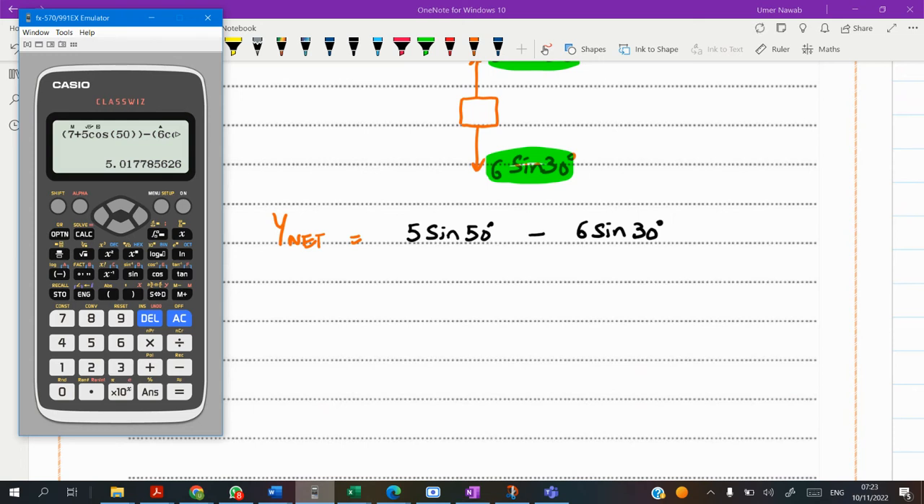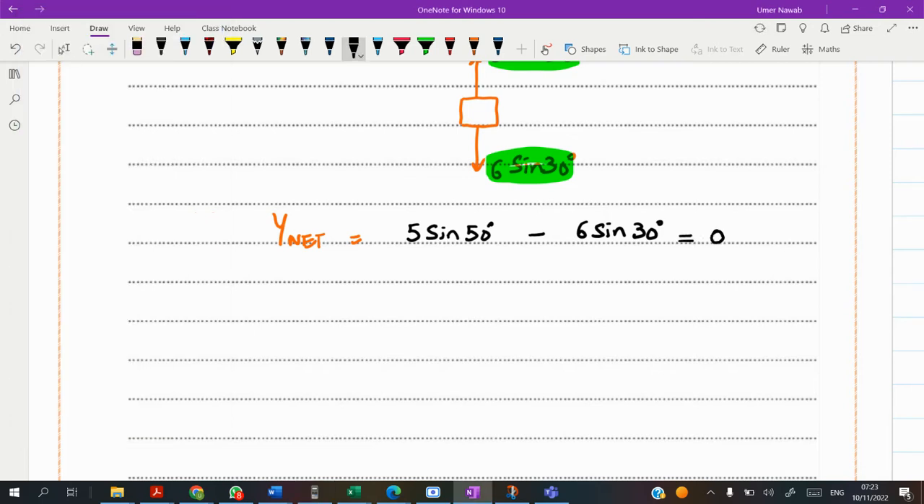Now let's use the calculator. 5 sine 50, close the bracket, minus 6 sine 30, close the bracket, and get your answer: 0.8302, to 4 significant figures.